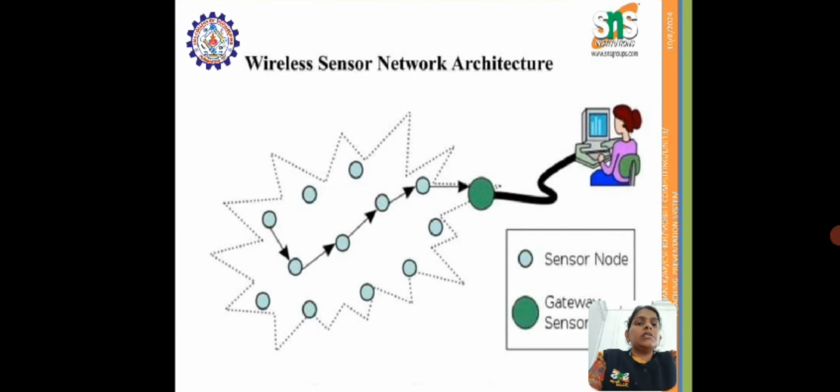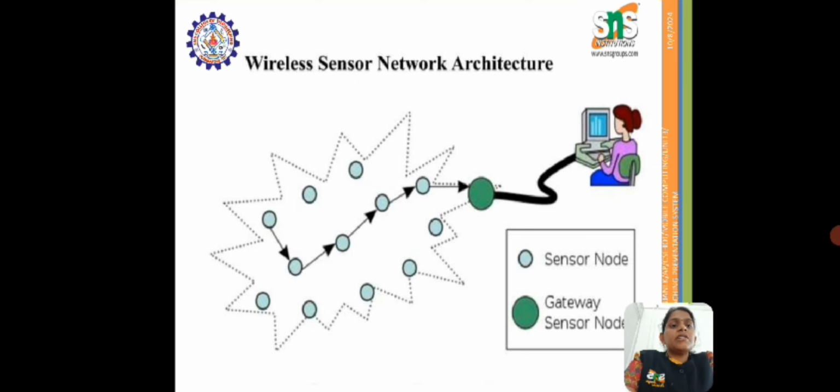and this is a sample wireless sensor network architecture diagram, where the blue color represents the sensor node, and the green represents the gateway sensor node. Through that, we can protect wildlife from attackers.